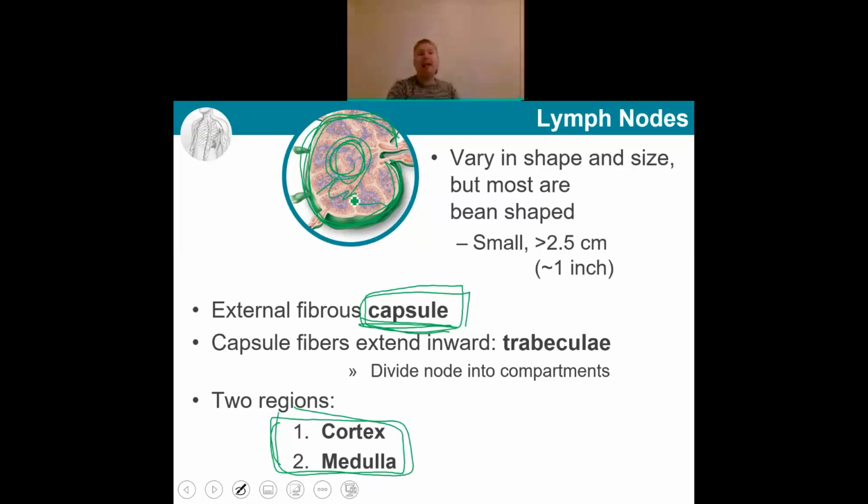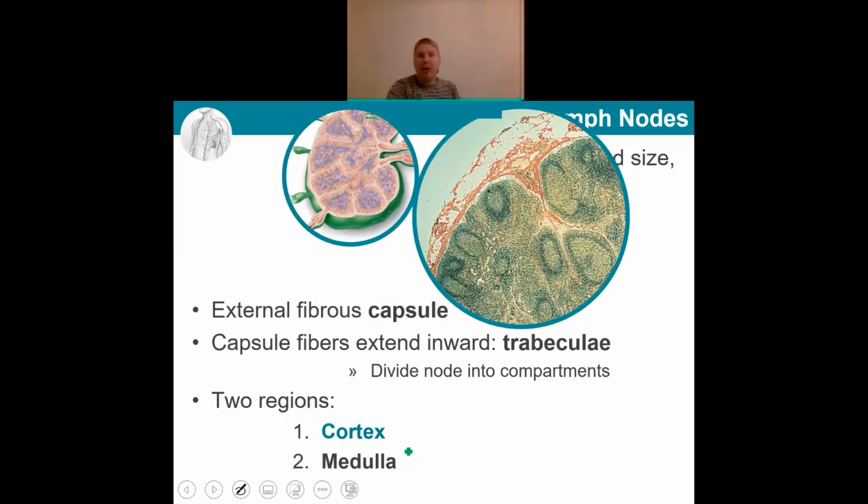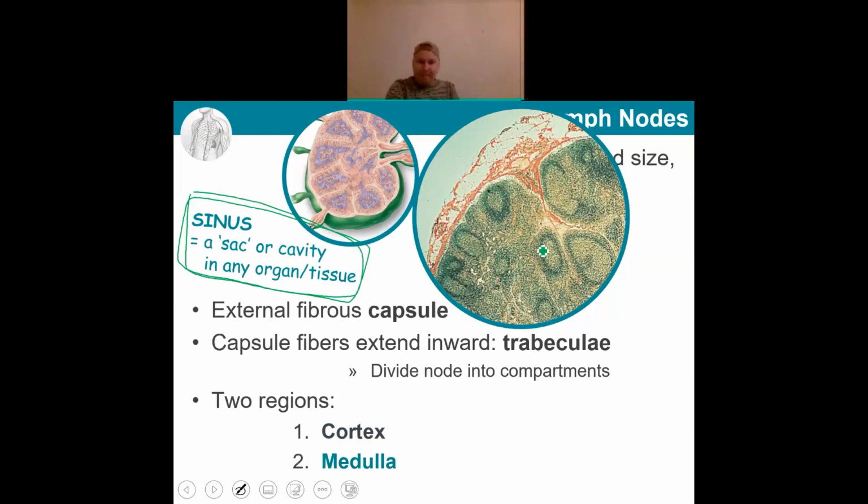So just like we had with other structures, like the adrenal gland where we had cortex and medulla, or the cortex of the brain, and so on, similar to that, we can divide a lymph node into cortex and medulla. And here we actually see a really nice microscopic image where staining has been used to separate the cortex and medulla. So just different colored stains get picked up by these different tissues.